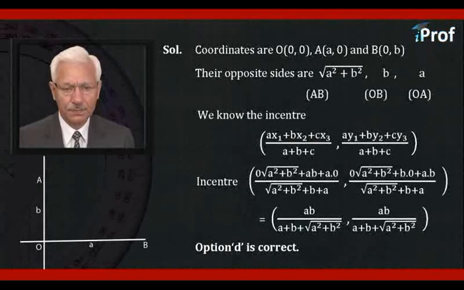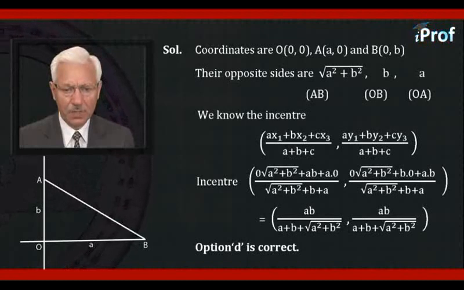Here the coordinates of the three vertices of the triangle are O(0, 0), A(a, 0), B(0, b). Their opposite sides are, respectively, square root of a square plus b square, that is AB, b, that is OB, and a, that is OA. We know the formula for incenter is (a x1 plus b x2 plus c x3) divided by (a plus b plus c), where a, b, c are the sides. Similarly, y coordinate is (a y1 plus b y2 plus c y3) upon (a plus b plus c).